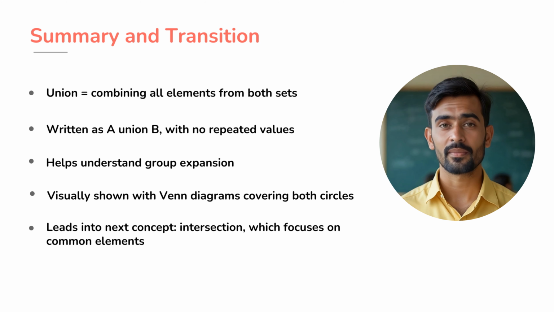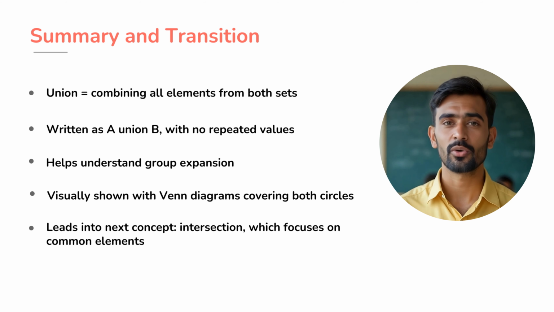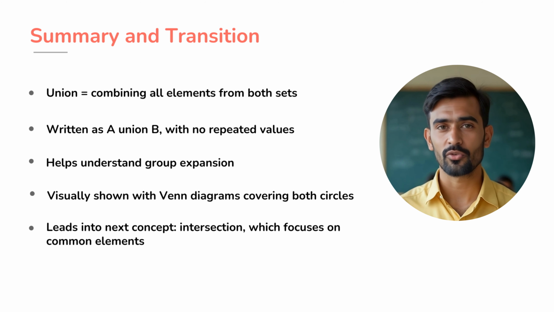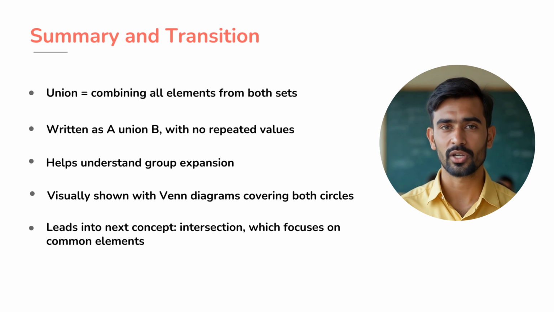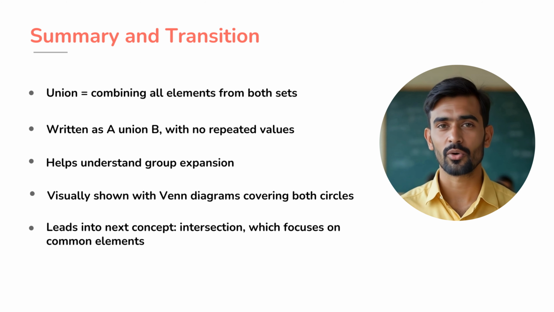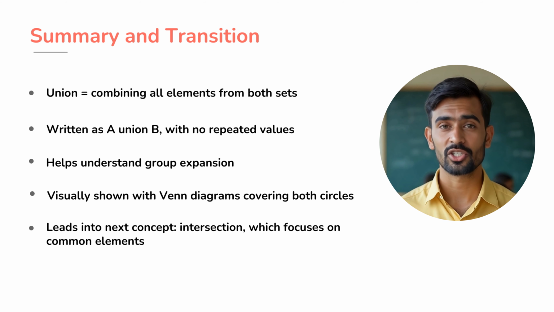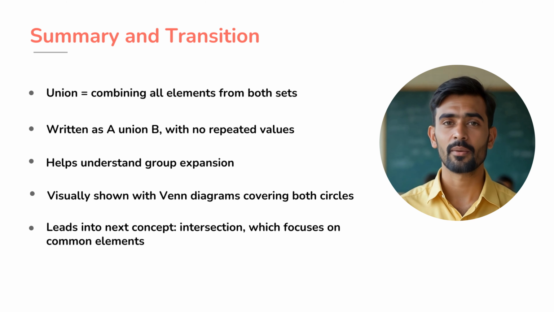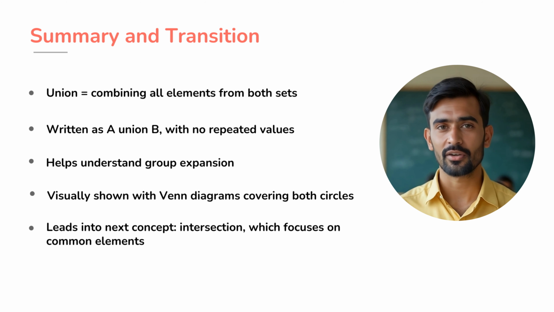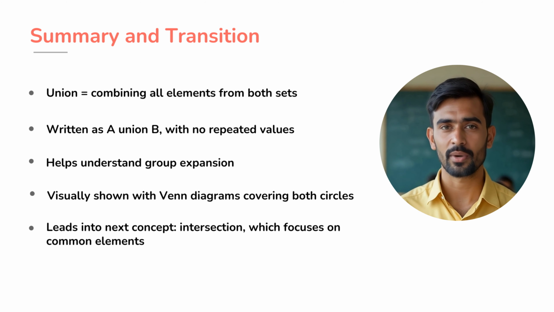To sum up, the union of two sets gives us a new set that contains all elements from both original sets. The symbol for union is pronounced as a wide U and written as A ∪ B. We do not repeat elements and we include everything present in either or both sets. This operation is essential in understanding how sets combine and helps build the foundation for further concepts like intersection, difference, and complement. Next up, we'll explore the intersection of sets, where we focus on common elements only.